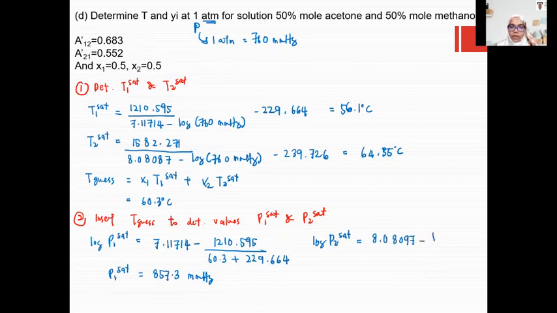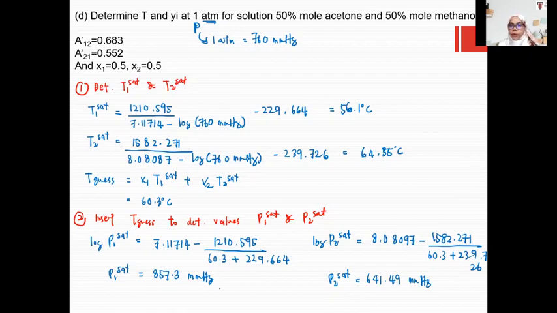Okay, log P2 saturation equals 8.08097 minus 1582.271 over 60.3, the same value of temperature, plus 239.726. So P2 saturation is equal to 641.49 mmHg.